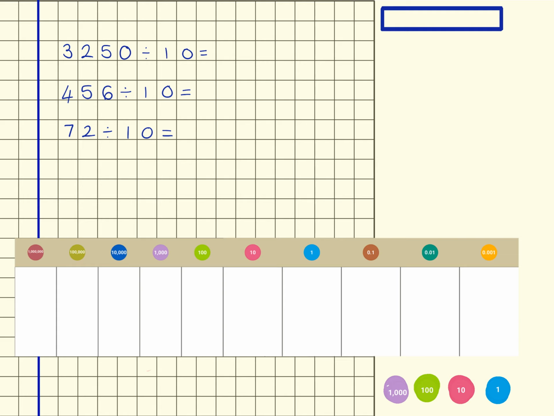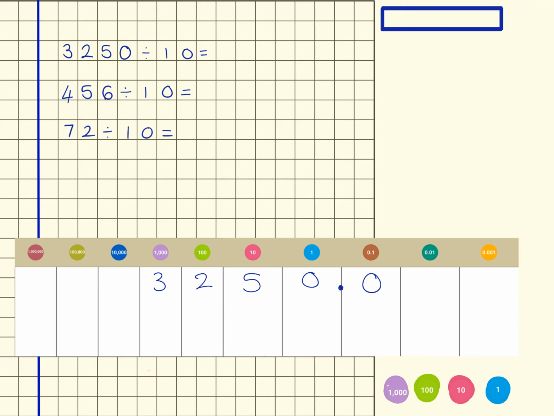So we're going to start here with 3250. So that goes in here, 3250. And one of the things that I always do when I'm dividing by 10, 100 and 1000 is I pop in my decimal point and a 0 after it, just while I'm doing my workings out, and then I can take it away afterwards if I don't need it.